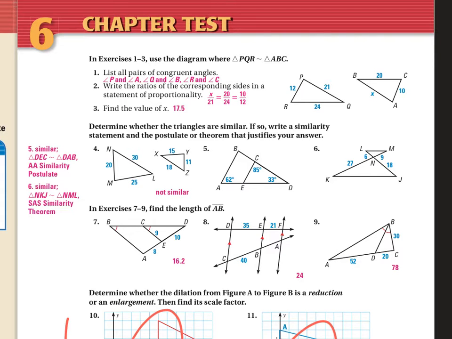So also from 2, you could have gotten your scale factor. Like if I took and reduced either of these, I would have gotten 5, 6. That would be your scale factor. That could be a question.